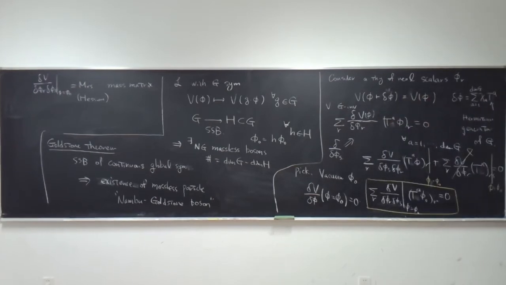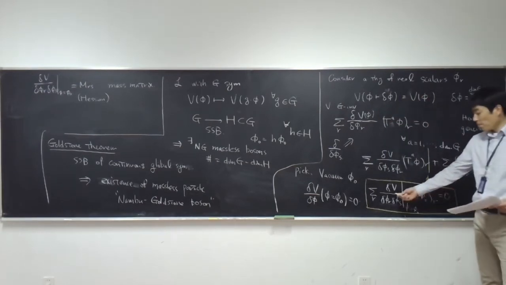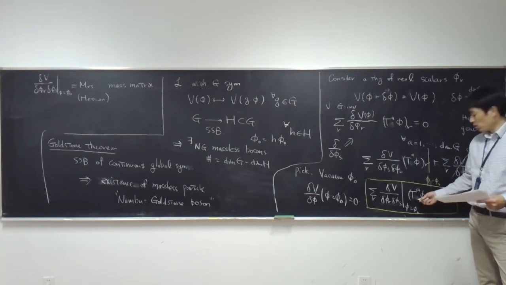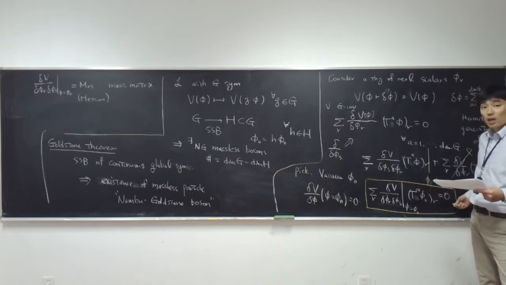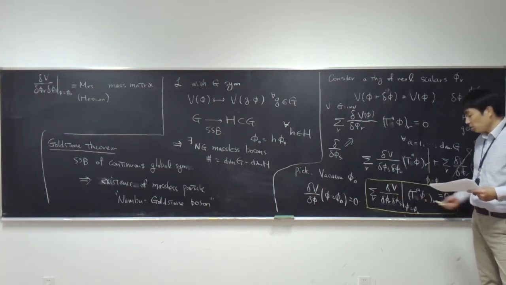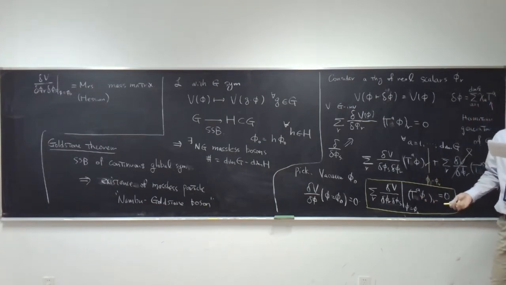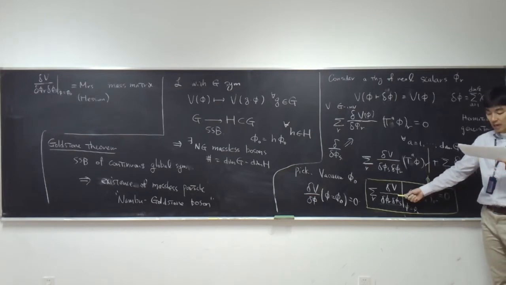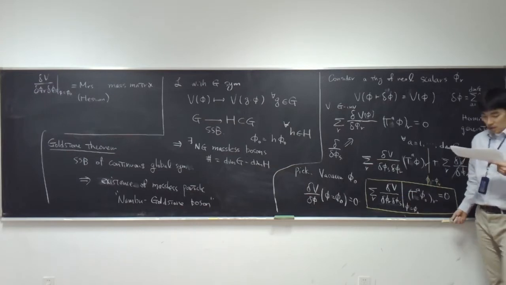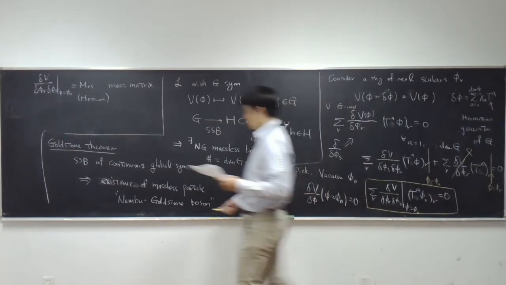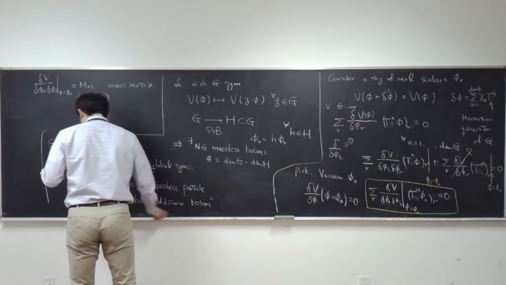So this equation tells us that the matrix times some vector will give you 0. Mass matrix times a vector giving 0 means that there is a zero eigenvector, which means some mass eigenvalue is indeed 0. And let's look at how many there are.